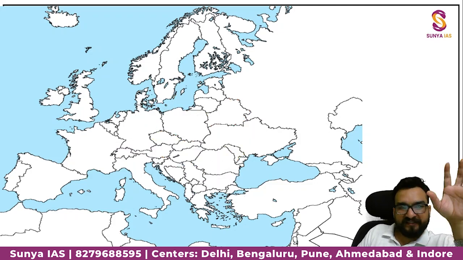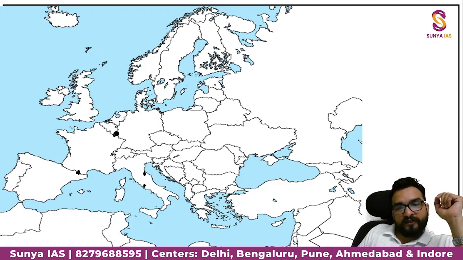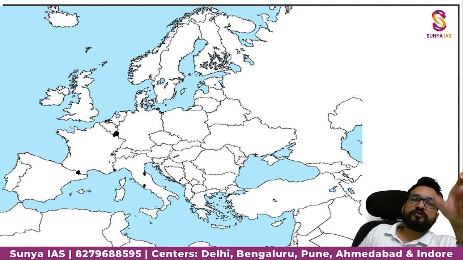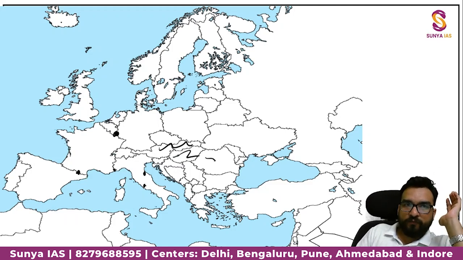Rest all, except these small countries like Luxembourg, this particular Andorra, this particular Vatican, San Marino, this particular Monaco. These are basically small countries, guys, which are landlocked. But over here, these are some major countries which are landlocked, which you have seen. I hope you remember Iceland.